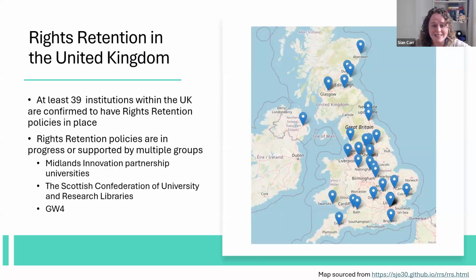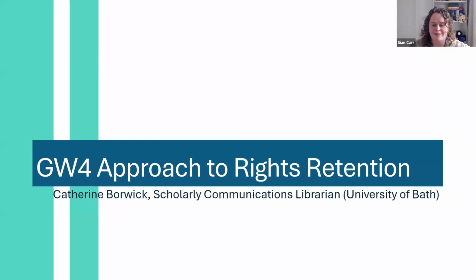Moving along, you will see these across the UK and also the world, but we're focusing on the UK at the moment. There are at least 39 institutions within the UK that are confirmed to have rights retention policies in place. Again, all will be slightly different, but they'll have some similarities. And then there are several institutions, about a dozen that I know of, maybe more, that are in the process of setting up rights retention policies. And that includes institutions in the Midlands Innovation Partnership, the Scottish Confederation of University and Research Libraries, and of course the GW4, which is where I will hand things off to Kath.